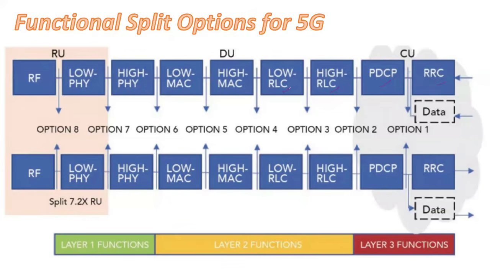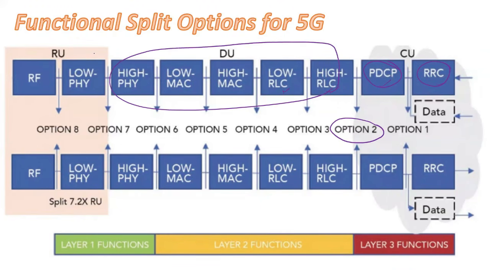Okay, so if you want to implement option 2, right, then the PDCP and the RRC protocol will be located in the CU. The high RLC, low RLC, high MAC, low MAC, and the high physical will be in the DU. Then RF and low physical will be in the RU, right? So you can see also the layer 2 functions, and the layer 3 functions below, right?